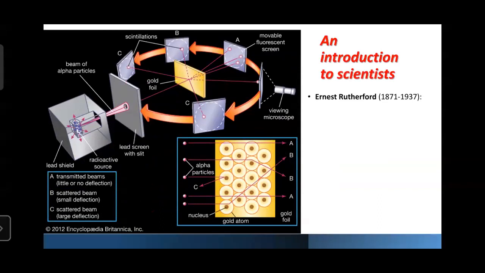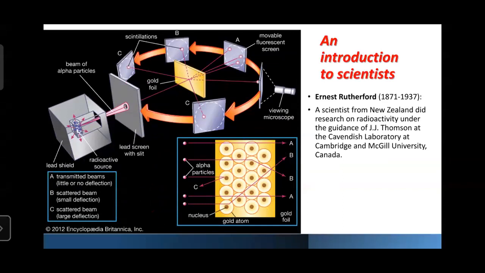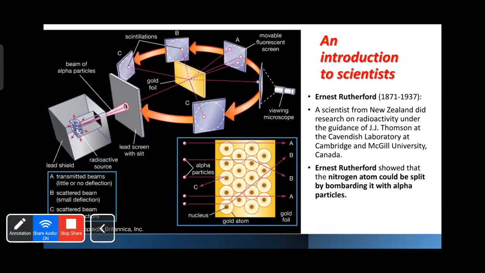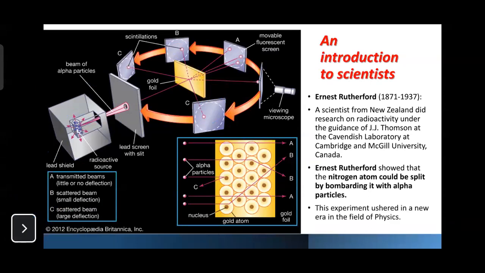Again, it was Ernest Rutherford, the scientist from New Zealand, who did research on radioactivity under the guidance of J.J. Thomson at the Cavendish Laboratory at Cambridge and McGill University, Canada. Rutherford showed that nitrogen could be split by bombarding it with alpha particles. In this experiment, this is the lead box. The radioactive material is placed here, and this one is a gold foil. These are the photographic plates to detect those rays. This experiment ushered in a new era in the field of physics.